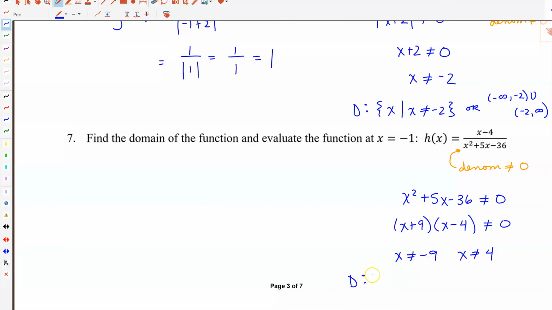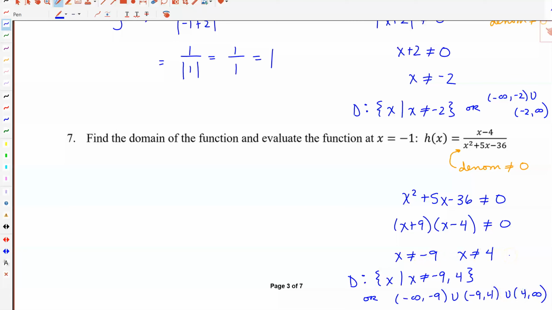In set builder notation, the domain is the set of all x's such that x is not equal to negative 9, 4. Or if I wanted to write this in interval notation, it would be from negative infinity up to negative 9, union symbol, negative 9 to 4, union symbol, and then 4 to positive infinity, and then parentheses on everybody because we want to exclude those values.